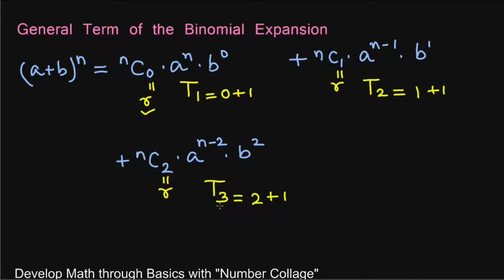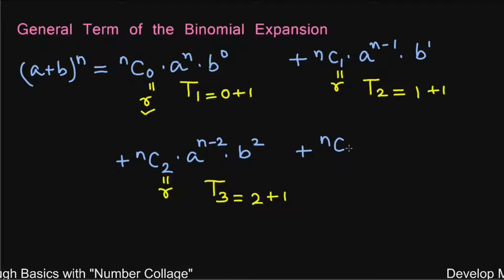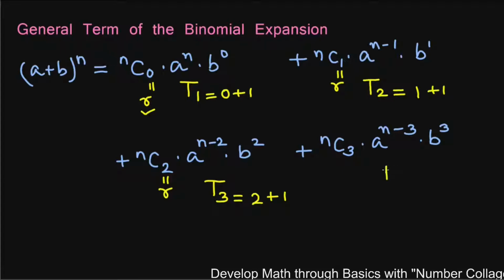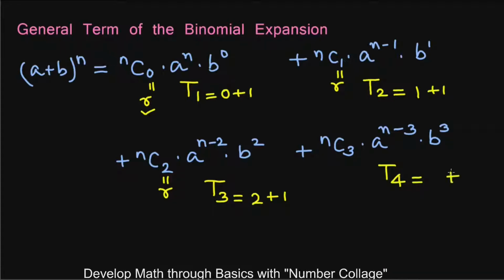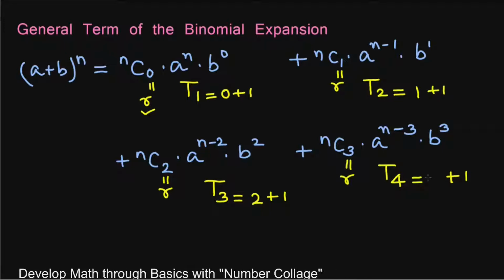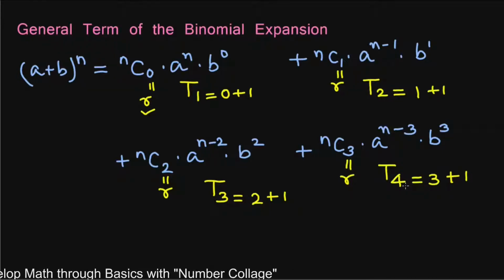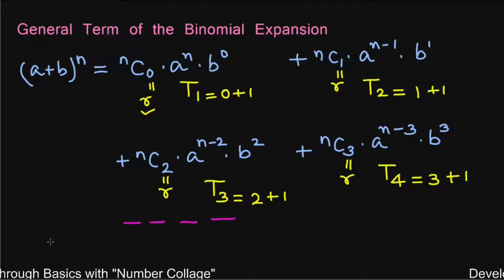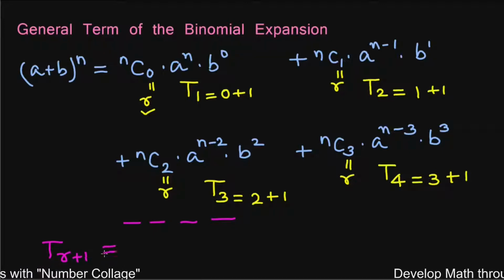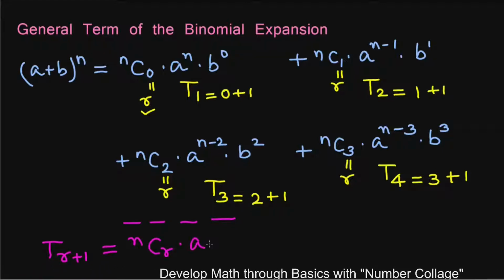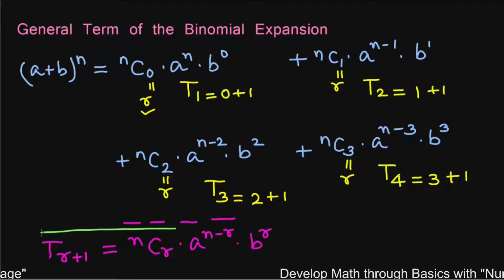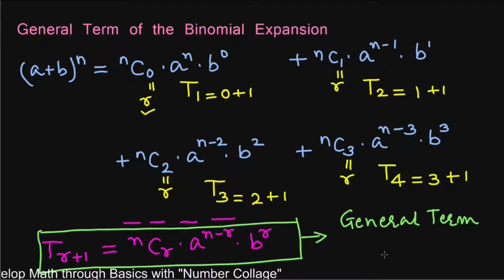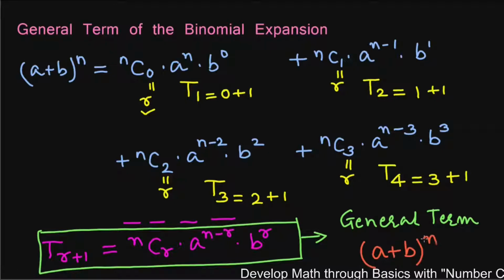2 plus 1 is 3, plus nC3 a^(n-3) b^3, which is the fourth term, where this 4 is 1 plus the value of r, which is 3. 3 plus 1 is 4. So we can go like that and conclude that the (r+1)th term, that is t(r+1), will be nCr a^(n-r) b^r. This (r+1)th term is also called the general term of the binomial expansion (a + b) raised to n.